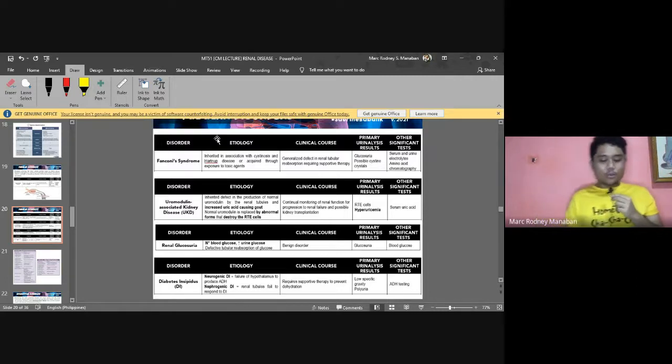Next you have renal glucosuria. Of course, this is the presence of glucose in your urine, even if the blood glucose levels are normal in the body. All right, so this is usually a benign disorder, and there is a defective tubular reabsorption of glucose. Or in some cases, such as pregnancy, the renal threshold for glucose in your kidneys is lowered. So even if the blood glucose levels are normal, glucose still appears in the urine because there's a lowering of the renal threshold in pregnant patients. Okay? All right. So, of course, primary UA results, glucosuria, and of course, other significant tests, blood glucose.